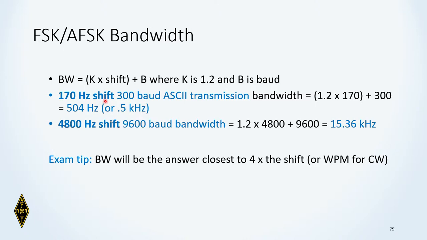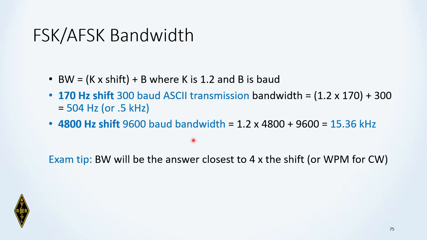So the shift is 170 hertz for RTTY. And how the formula is applied. It's a little bit different for 4,800 hertz shift. And the trick, and this is the one that I want you to remember, because there's about three different formulas that apply to bandwidth. But this trick will get you to the answer for all three of them without having to memorize the formulas. Now, I'm totally fine if you want to memorize the formulas and know how to apply them. If I ever needed to do that, I'd go look it up.